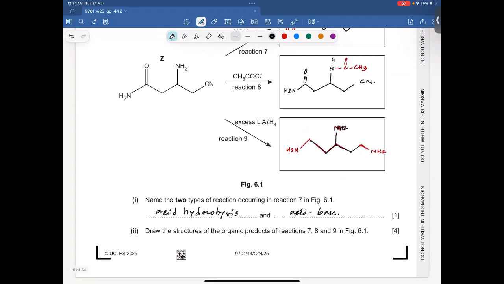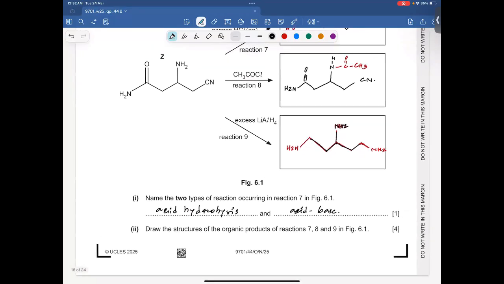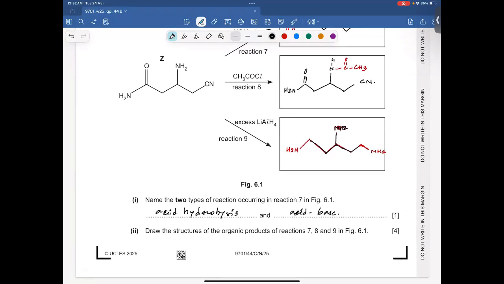Draw the structure of the organic product of reaction 7, 8, and 9. I've done that. So, okay, let's move on to the next page.